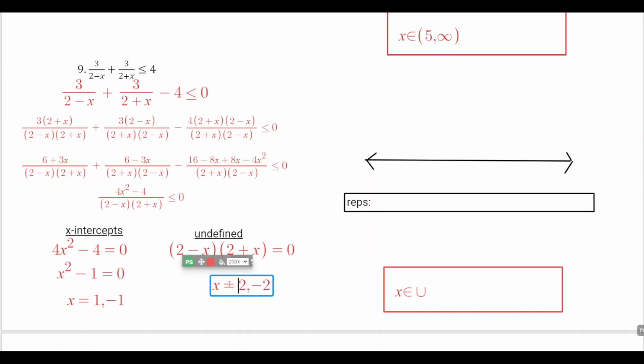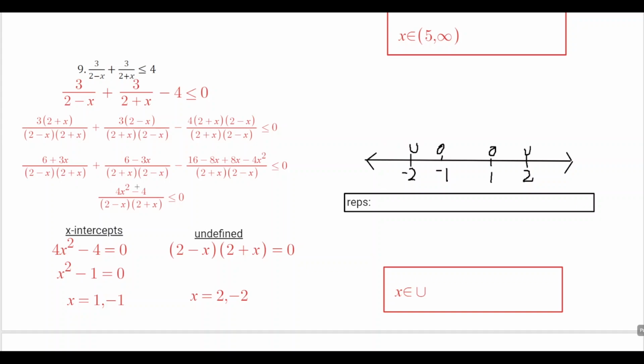So we're going to have a total of 5 intervals here because we've got 4 values to place on the number line. We've got negative 2, negative 1, 1, and 2. And this is less than or equal to, so it is important that we make a note of where the function is 0 and where the function is undefined.